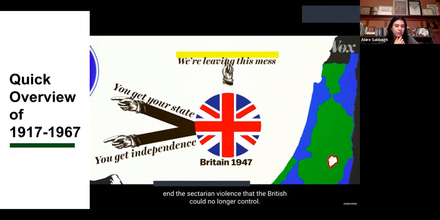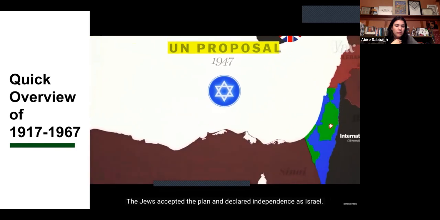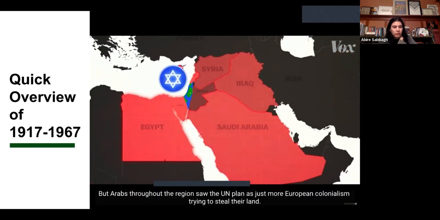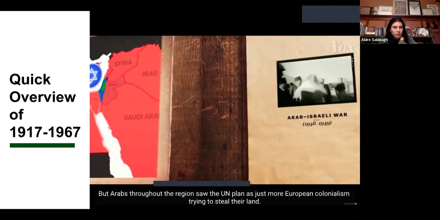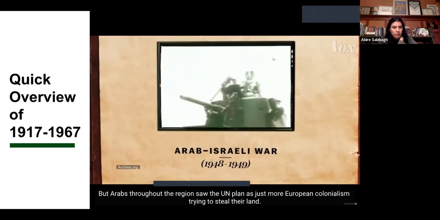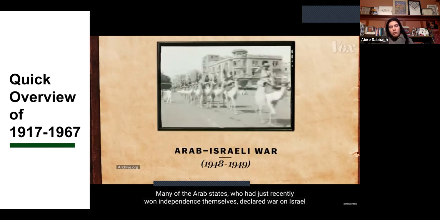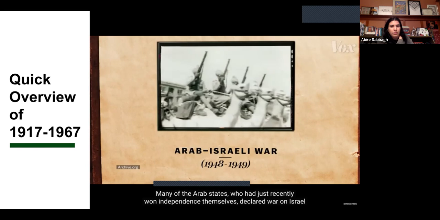The Jews accepted the plan and they declared independence as Israel. But Arabs throughout the region saw the UN plan as just more European colonialism trying to steal their land. Many of the Arab states, who had just recently won independence themselves, declared war on Israel in an effort to establish a unified Arab Palestine where all of British Palestine had been.